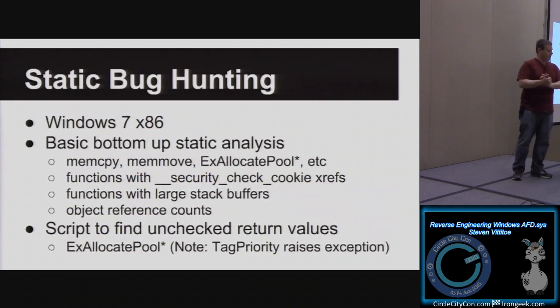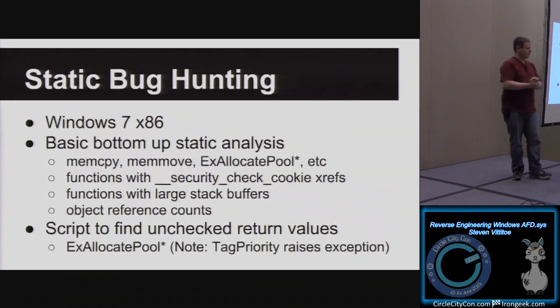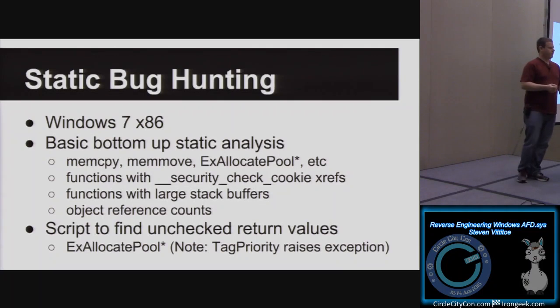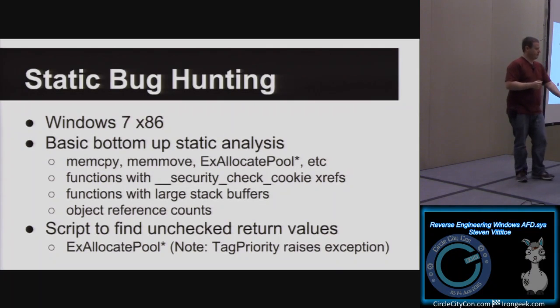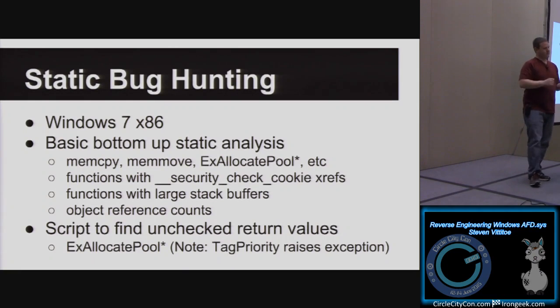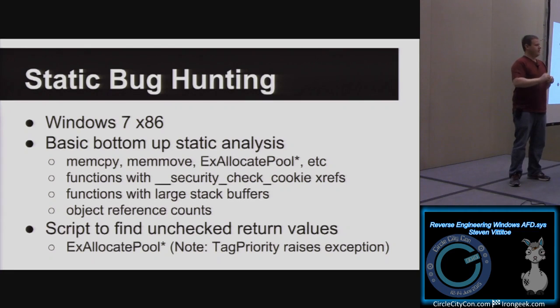Right, so bug hunting. This is the part that I tend to enjoy the most. I primarily targeted Windows 7, x86. I'm faster with 32-bit code, and the decompilers seem to work better on 32-bit code, so this is what I went for. I started with the basic tricks. So, bottom-up analysis. You load up the driver, you say, where is memcpy called? You find memcpy, you press X, and you get a list of 80 cross-references. You go to the first one, and you say the length is 32. It's going to copy 32 bytes from some buffer to another buffer. How big is the buffer that it's copying into?